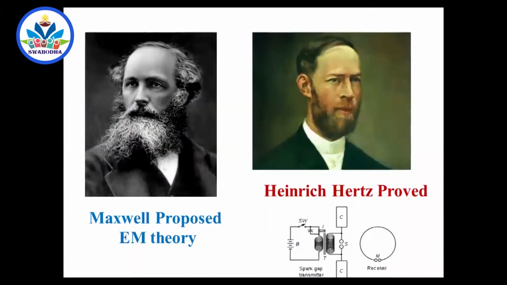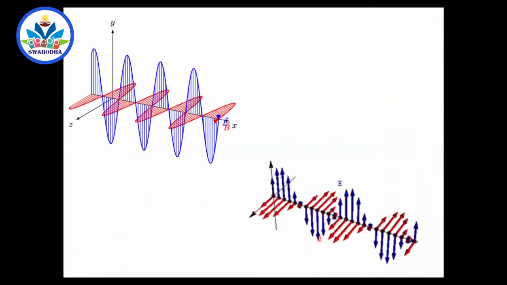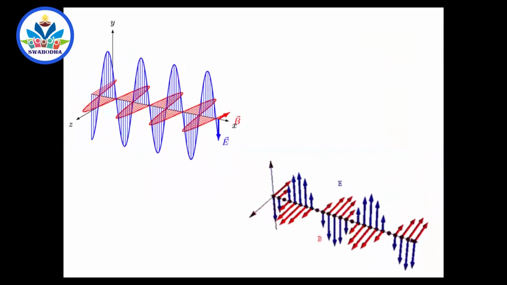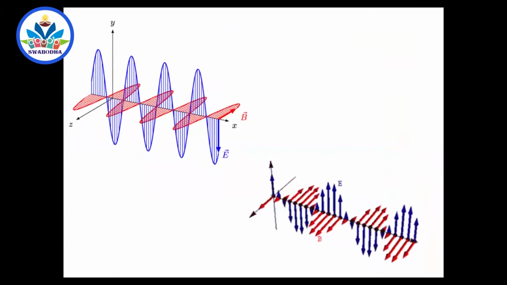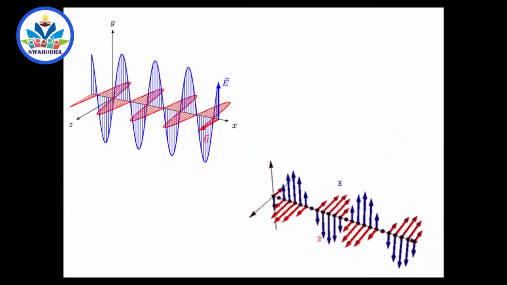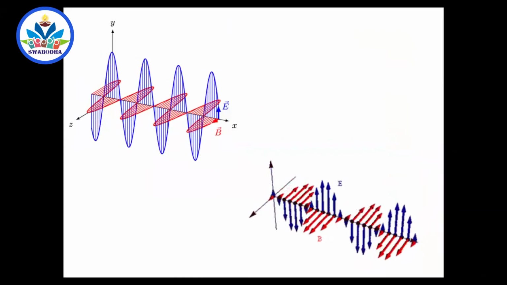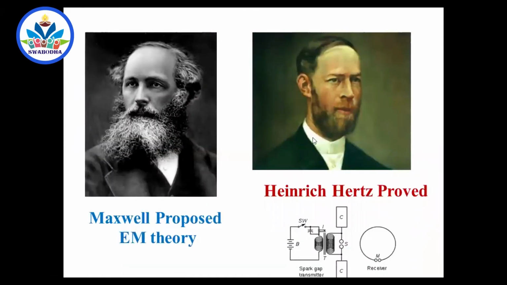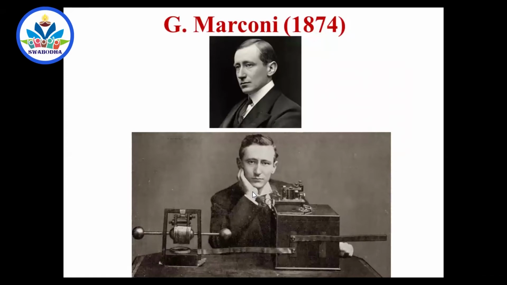So the invention goes to, and the credit of all this goes to James Clerk Maxwell, who for the first time assumed, or guessed, that light should be an electromagnetic wave, proposed the theory, mathematically proved it, and later on Hertz proved it using experiments. So the theory was proposed theoretically by Maxwell, but practically it was proved by Hertz. Then the contribution of Marconi and J.C. Bose made it very rich.